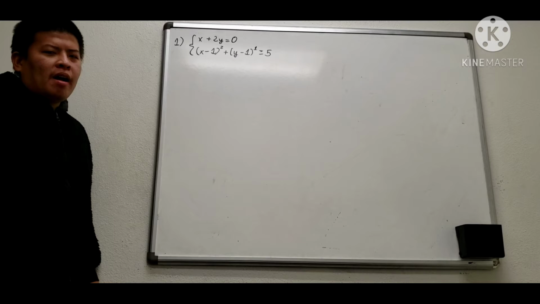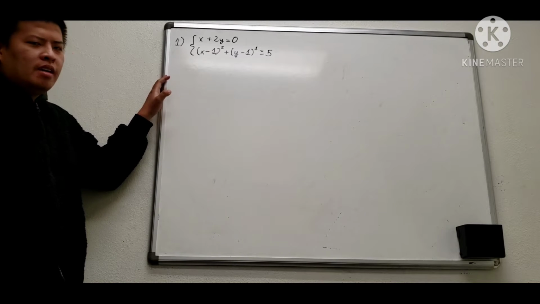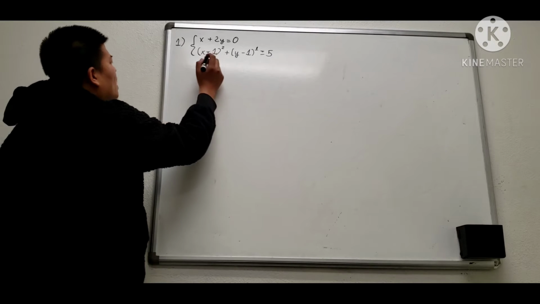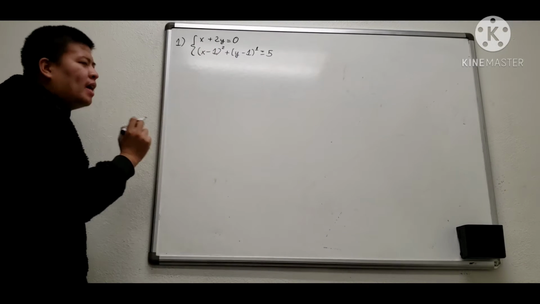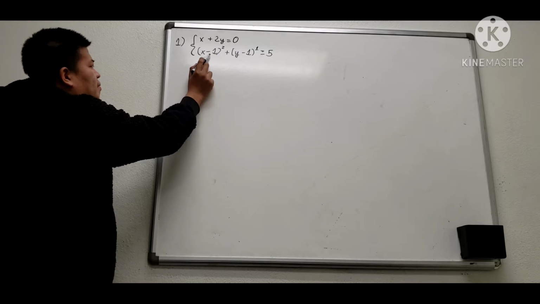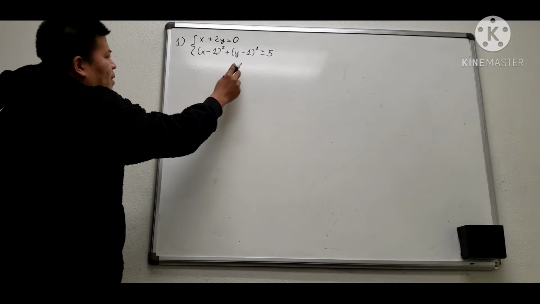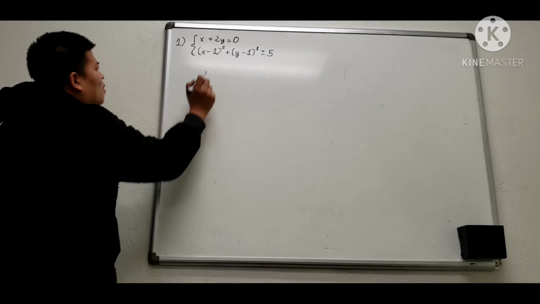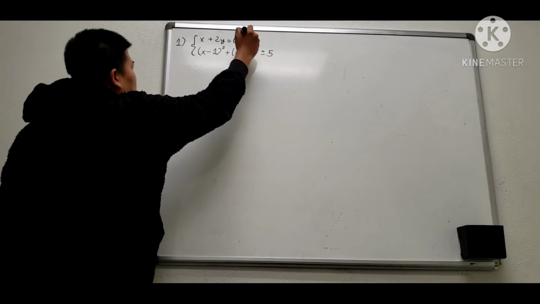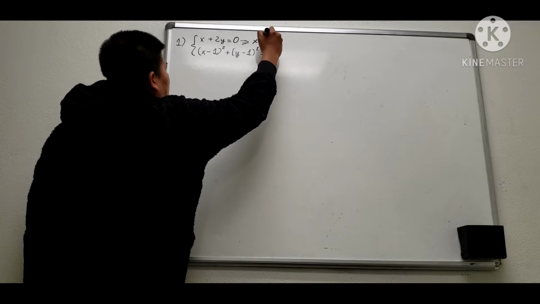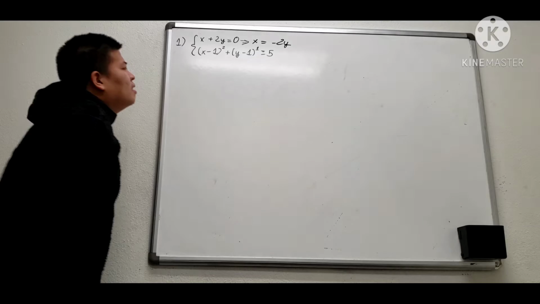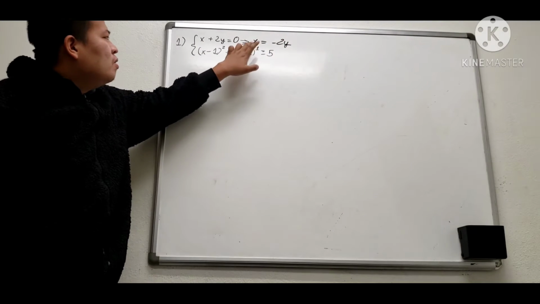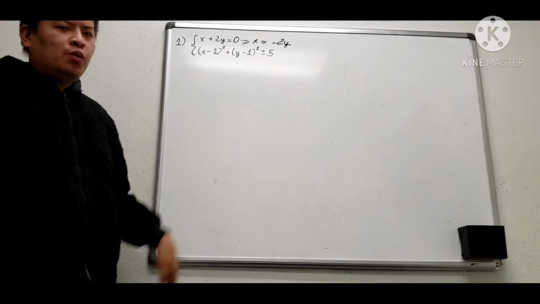So I will find the equation. Okay, that is a system of equations. We have x plus 2y equals 0, and x minus 1 power 2 plus y minus 1 equals 5. Now we will transform the first equation to x equals minus 2y, because we want to move the 2y to the right. So you get x equals minus 2y.